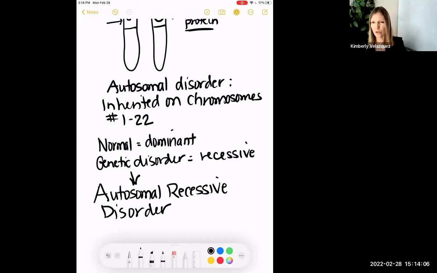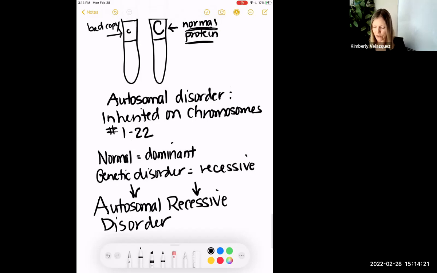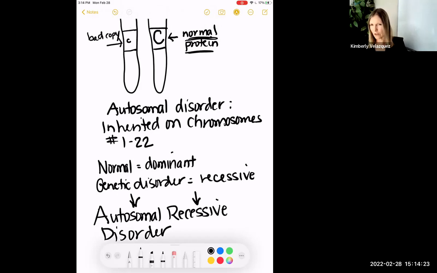Autosomal tells you it's inherited on chromosomes 1 through 22. Recessive tells you it's inherited on the recessive version of that allele. That means normal is dominant over abnormal. In other words, so long as you have at least one normal copy of that gene, you're going to make enough normal protein to not have full-blown disease. This is the way that many, many disorders in humans are inherited. They are autosomal recessive disorders.